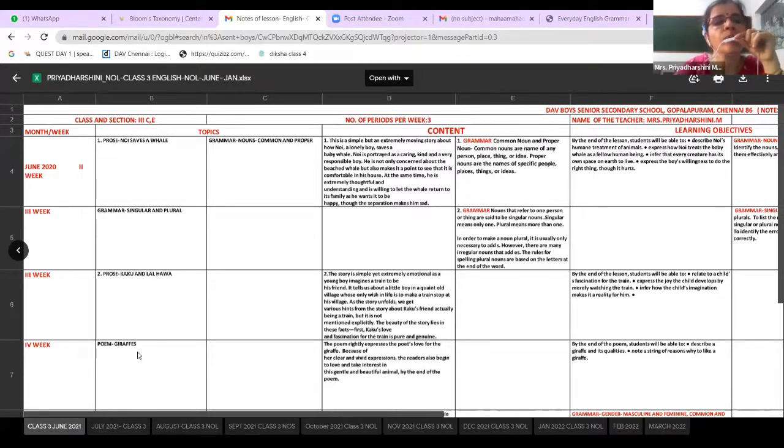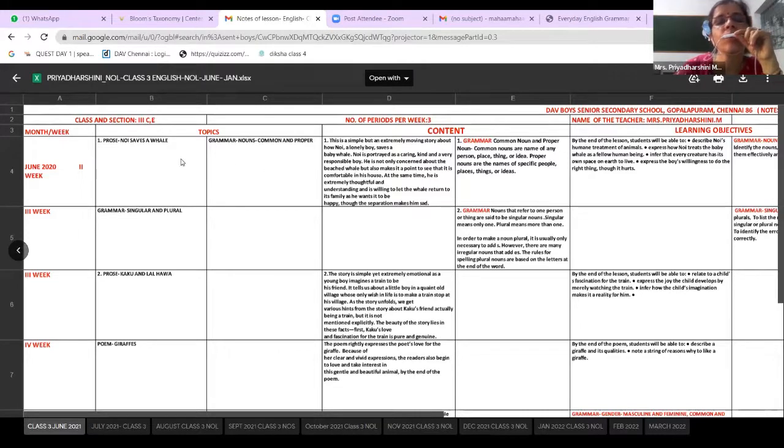We have a poem also here, Giraffes. We have 2 grammar concepts here: singular, plural, and common and proper nouns. So this is the content part. We are supposed to specify the topics for that particular week. See, for June 1st week, I have taken 2 topics here. One is the grammar topic and one is the lesson.